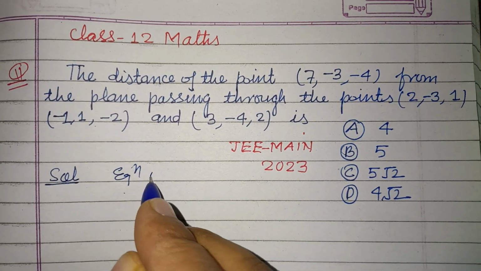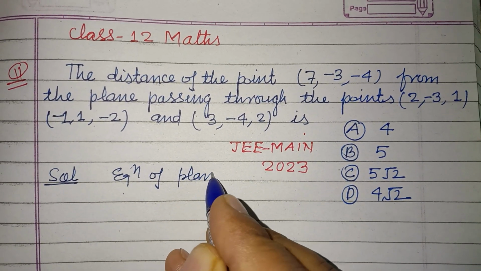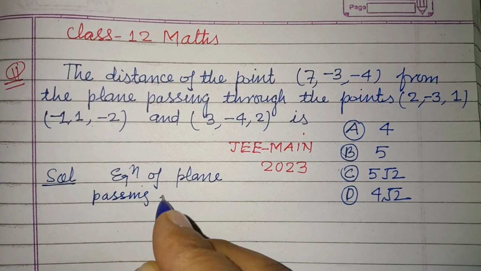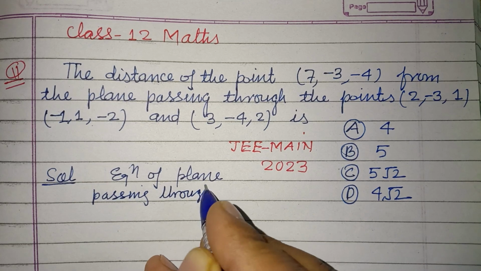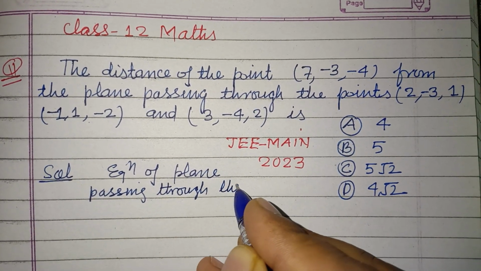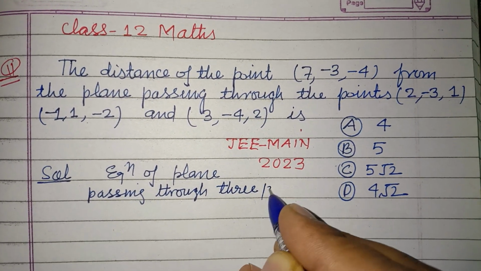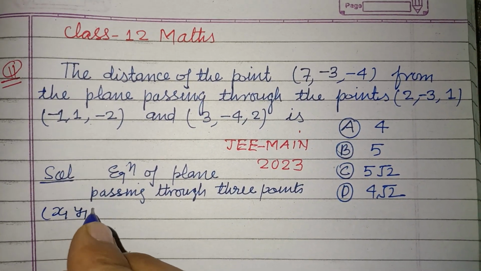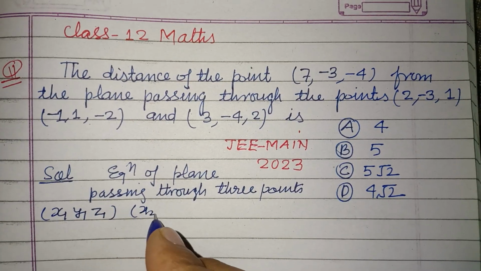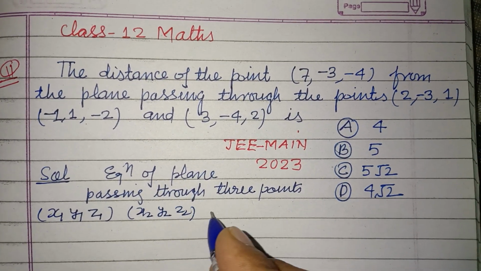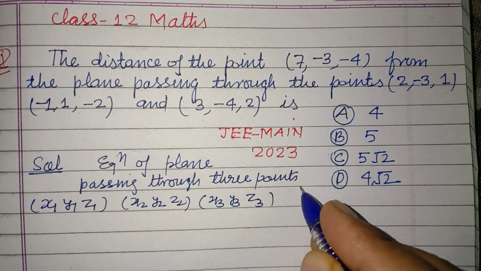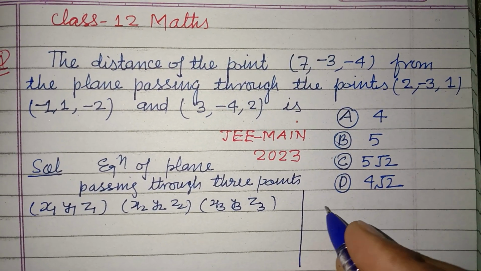So the equation of a plane passing through 3 non-collinear points (x1, y1, z1), (x2, y2, z2) and (x3, y3, z3). This is the equation of the plane.